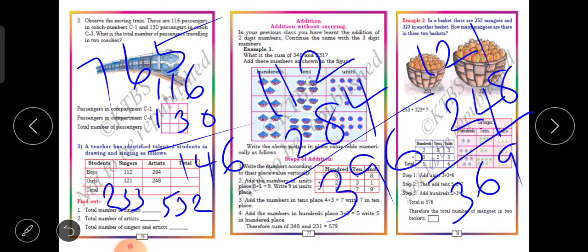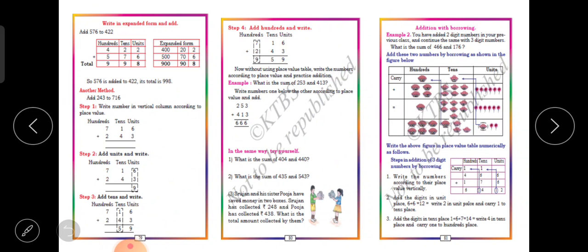Okay, shall we move on to this basket? 253 plus 323, how much is it? It is 576. They are counting it in single boxes, single units. Okay, ones, tens, hundreds. Like that they are adding. Now move on to the next page.